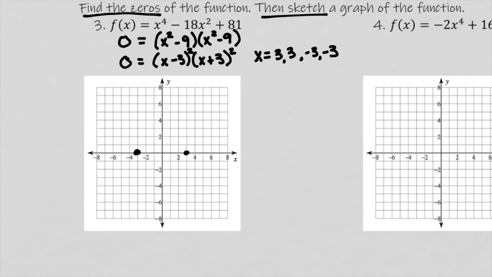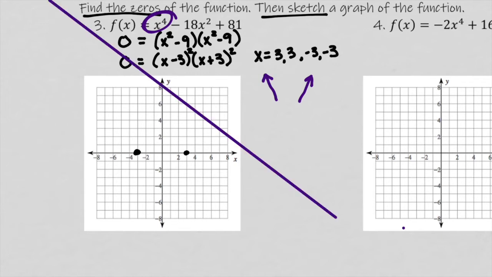That's where it's going to touch the x-axis. And because those are raised to even powers, they will not cross the axis. Now I'm going to look at my end behavior. My leading coefficient's positive, so the right side will go up. It's to an even power, so the left side does the same thing, so it's going to go up.